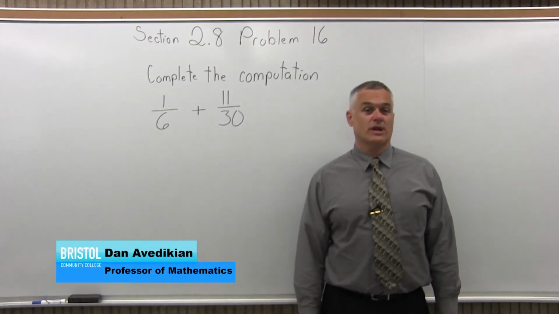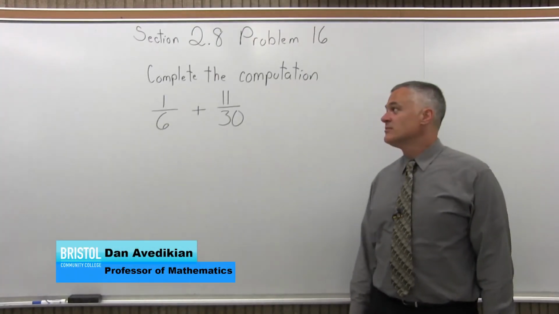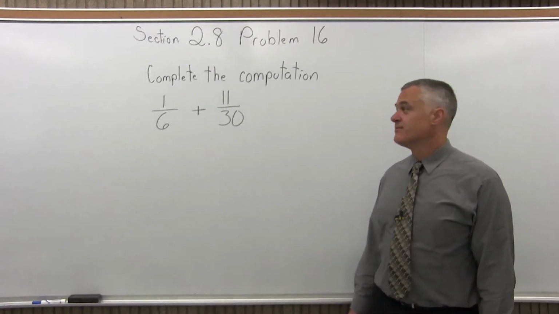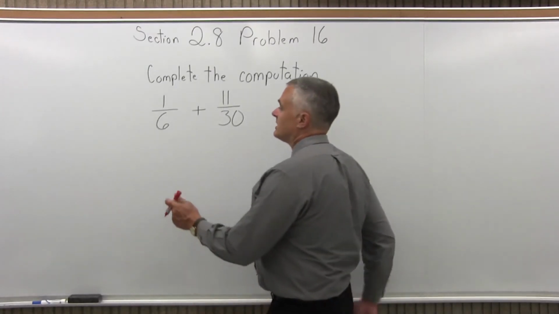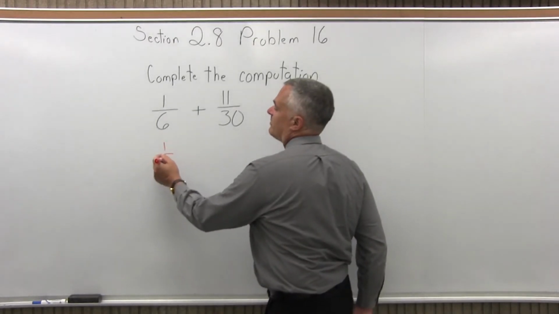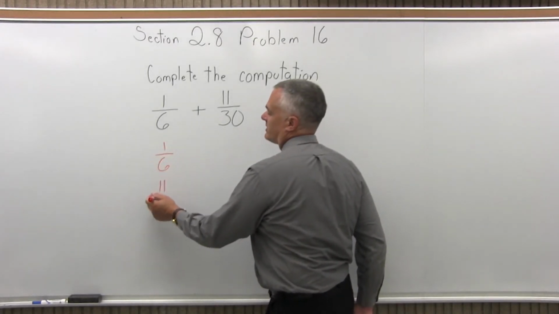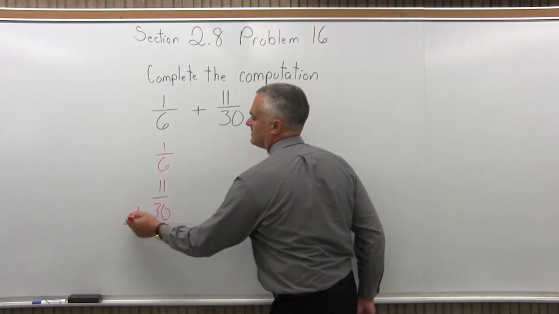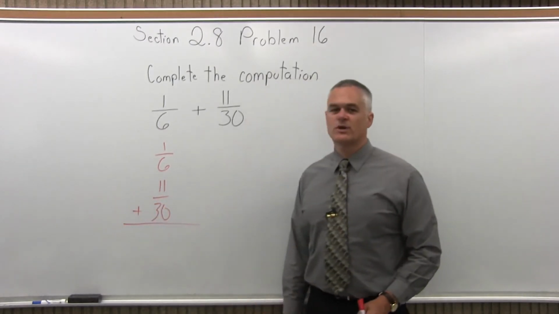This is Section 2.8, Problem 16. It says complete the computation 1/6 plus 11/30. For a problem like this, we have to make the denominators the same. I prefer to write the problem vertically to make the denominators the same. I just find it a little bit easier. So I'll rewrite the original question.